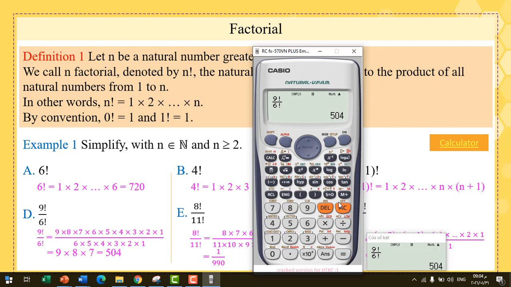Now the biggest number that could be calculated containing factorial on this calculator is 69. So 69 factorial will be this number times 10 to the power 98, as if we have 98 zeros after the decimal point. And if we want to calculate, let's say, 70 factorial, this cannot be done using this kind of calculator, as you see here. Remember also that the calculator cannot solve factorials that contain variables like n. Now let's continue.